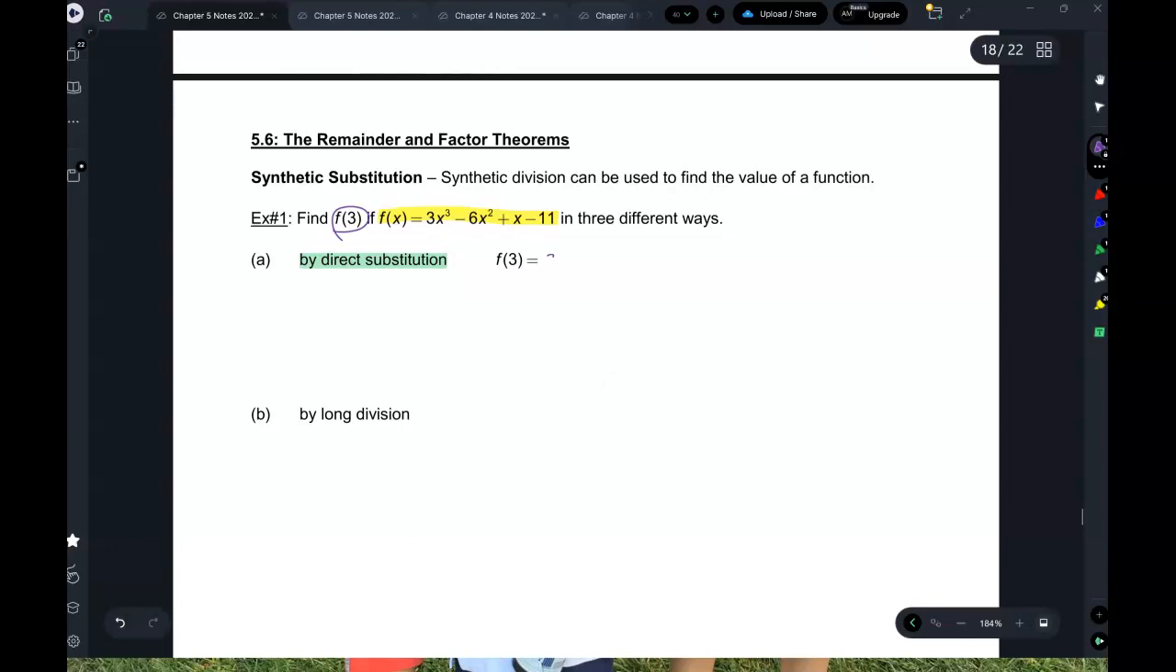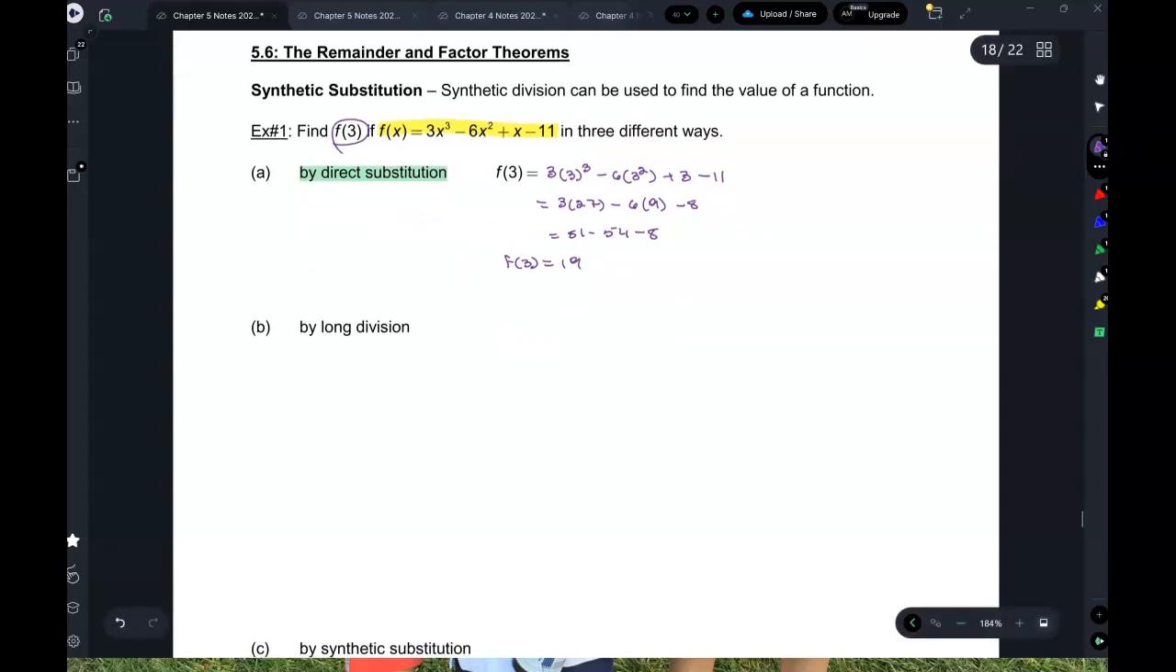This is basically when you just take 3 and you plug it into the function, right? So f of 3 is 3 times 3 cubed minus 6 times 3 squared plus 3 minus 11. So this is 3 times 27 minus 6 times 9 minus 8. And that will be 81 minus 54 minus 8. So f of 3 is 19. Okay? I mean, easy enough, straightforward, kind of annoying if you don't have a calculator, right? But it is what it is.